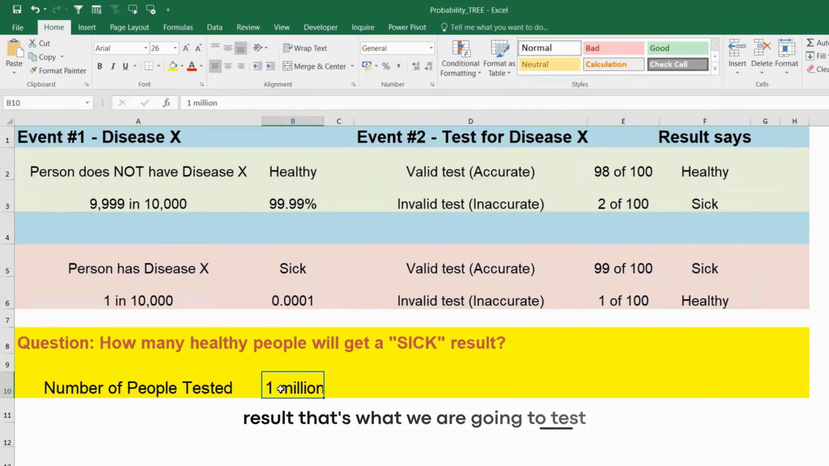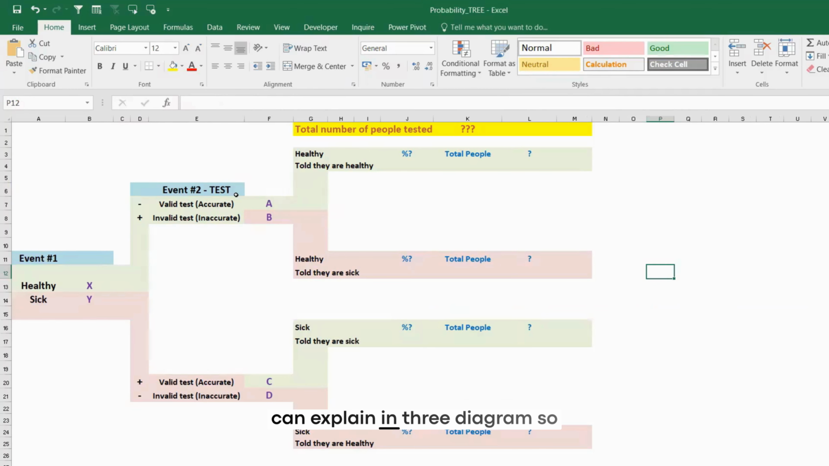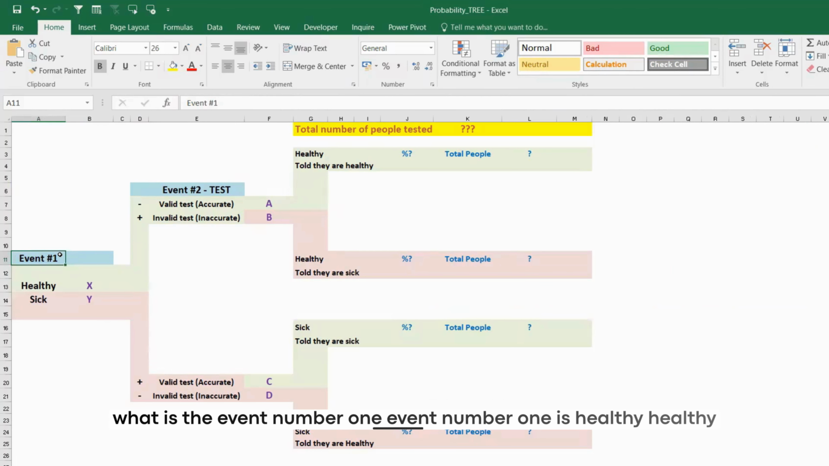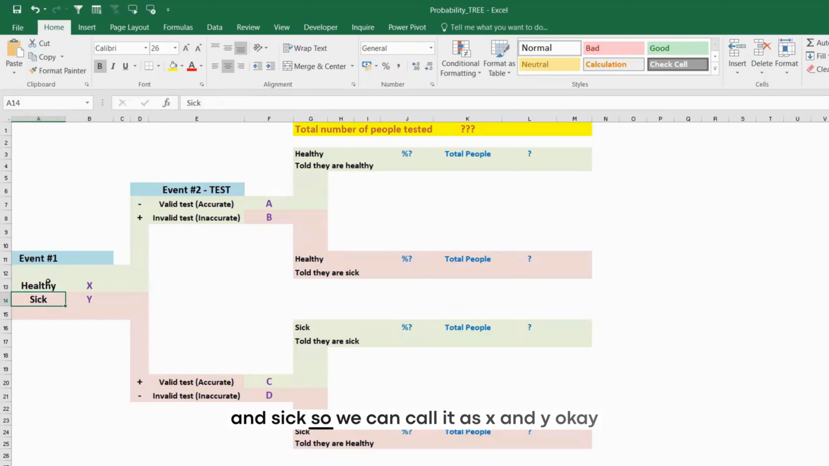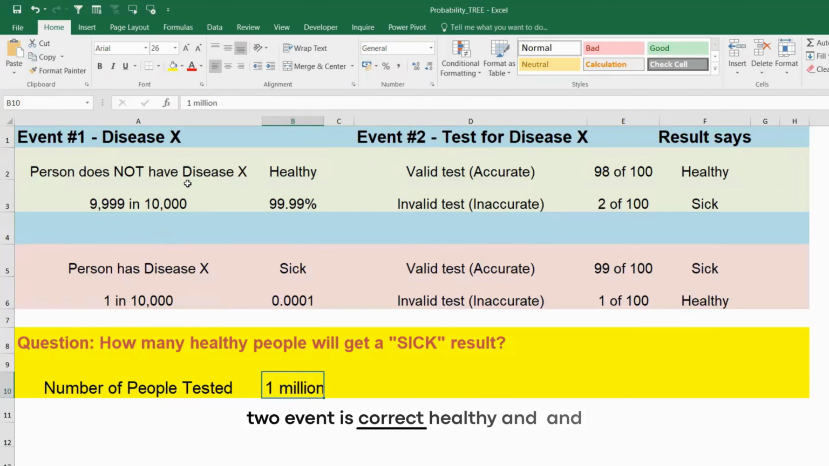That's what we are going to test in this. We are going to keep it like 1 million number, that is 10 lakhs, you can call it 1 million, and then we are going to test this one. Okay. So the same scenario, you can explain in a tree diagram. So what is event number one? Event number one is healthy and sick. So we can call it X and Y. Okay, two events are there, right?